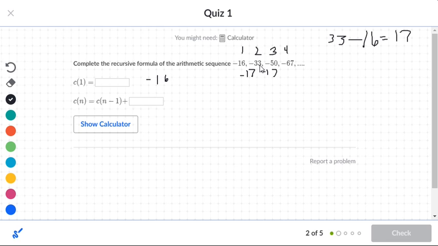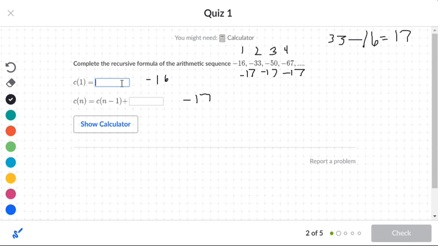Now, if we were to take negative 33 minus 17, 33 and 17 is 50. It's a negative 50. If we check the last number, which is negative 67, we start at negative 50. Actually, forget about the negative 50. Just say 50 plus 17 is 67. They're both negative, so it's a negative 67. So our rule would be negative 17.